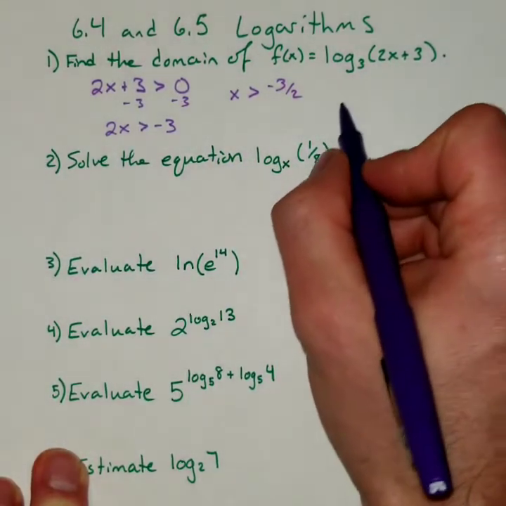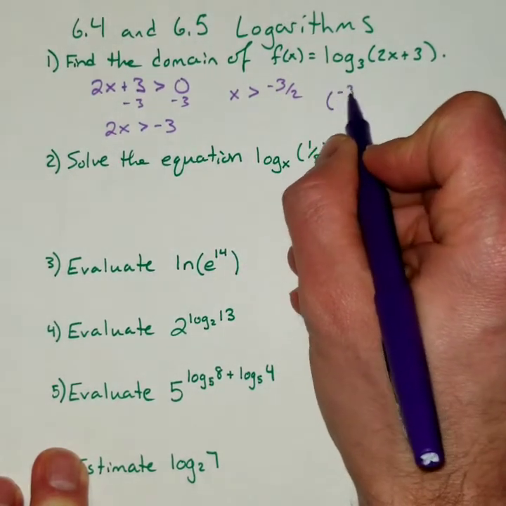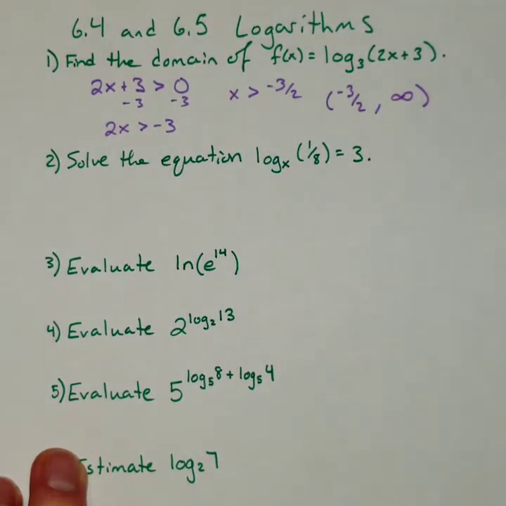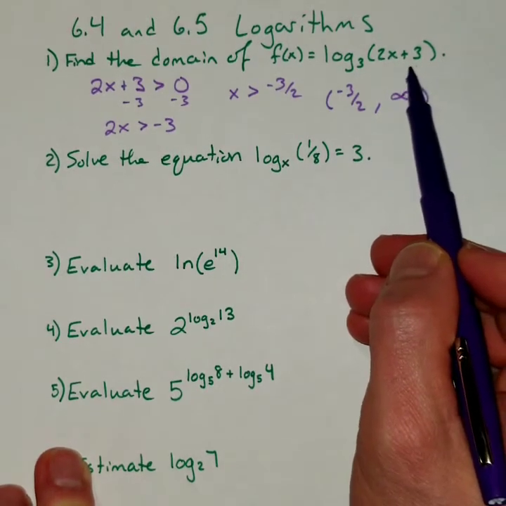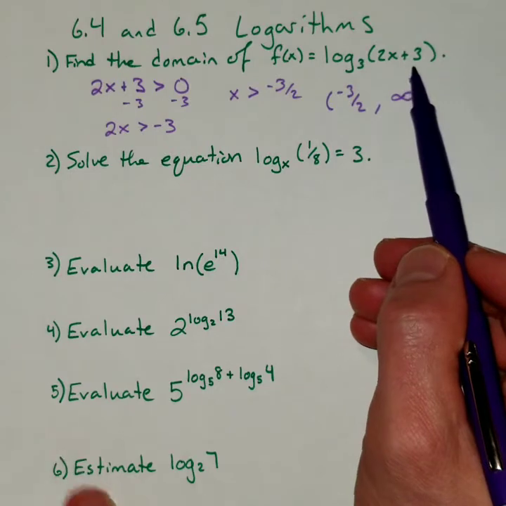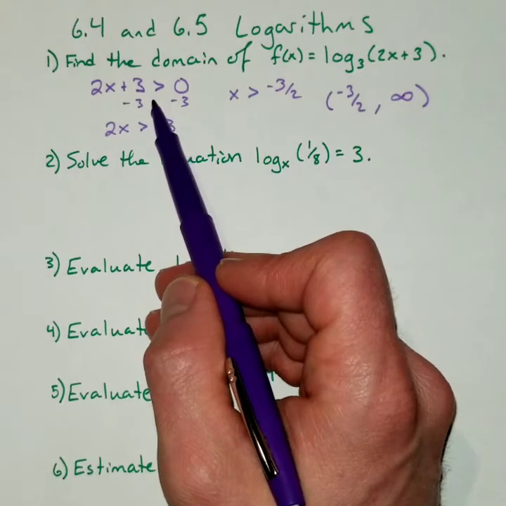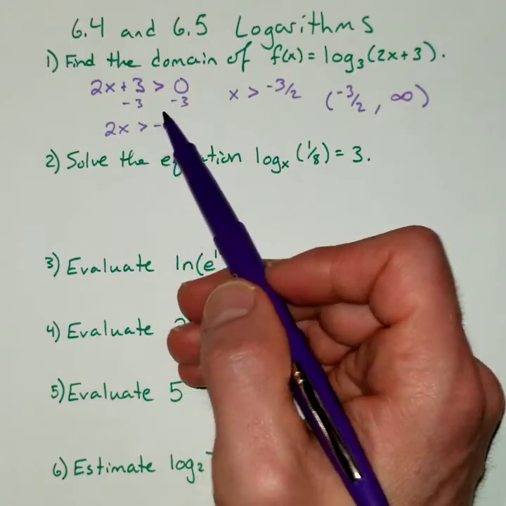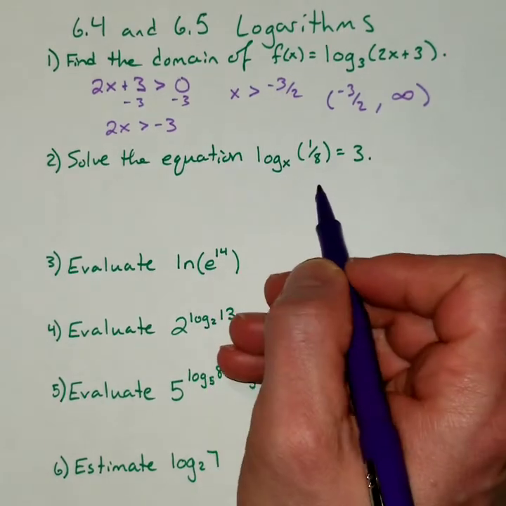And so our domain then would run from, let's see, it's greater than, so it's going to start at negative 3/2 and run to infinity. Okay, there's your domain. Now some of the domains you're going to see might have a more complicated function on the inside. This was a simple linear function, but you may end up with, say, a polynomial or a rational function and have to solve a polynomial or rational inequality, which is just like what we did in section 5.4, okay, using a sign chart.